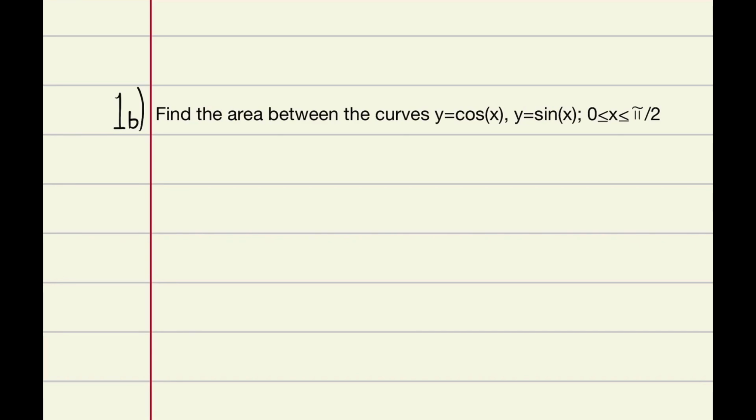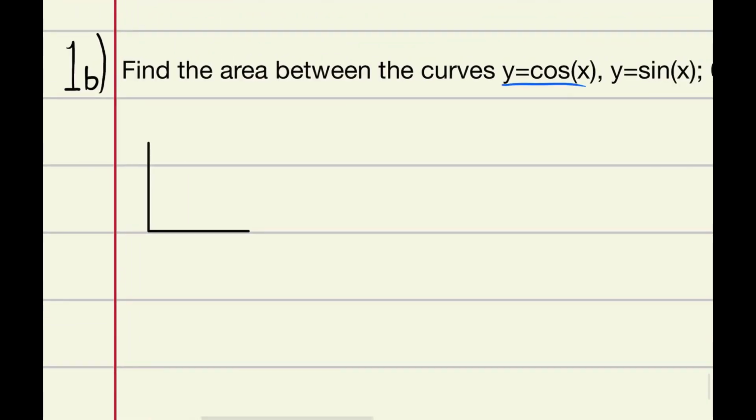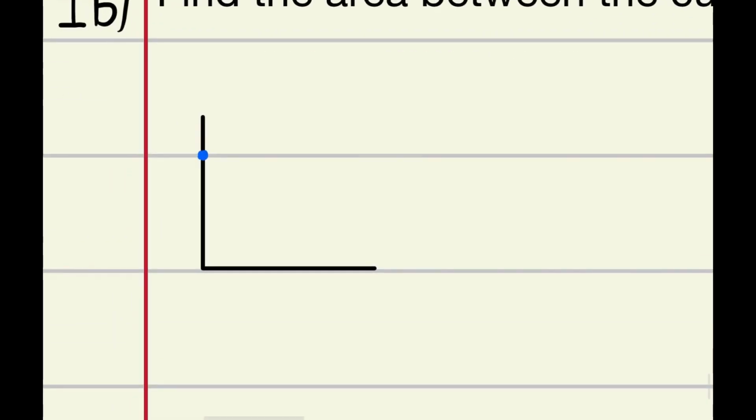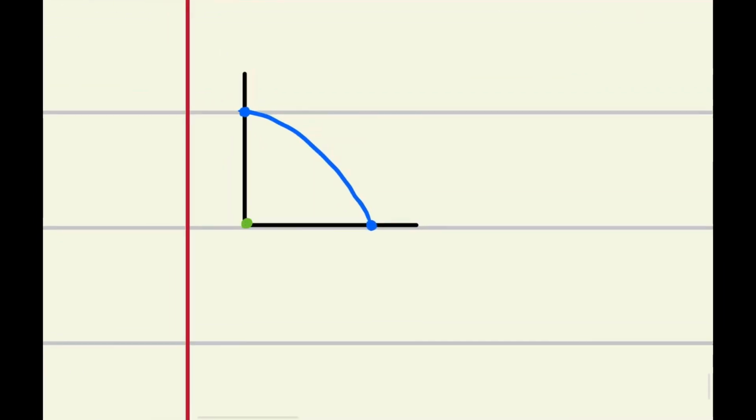For part 2, we have to find the area between the curves y equals cosine x and y equals sine x, where x is between 0 and pi over 2. First, we can graph the curves, and y equals cosine x starts at 1, and at pi over 2 it's at 0, so it looks something like that. And y equals sine of x starts at 0, and at pi over 2 it reaches 1, so it looks something like that.